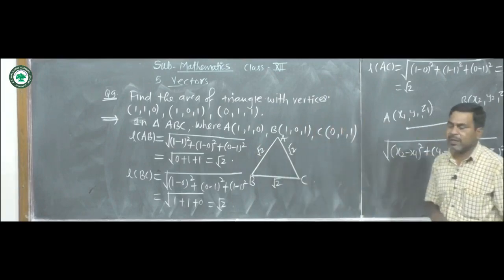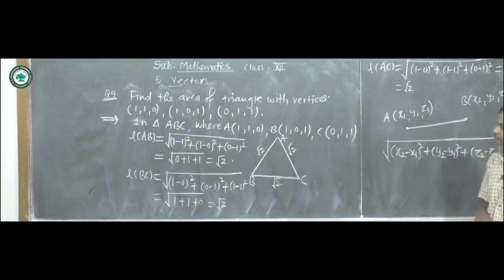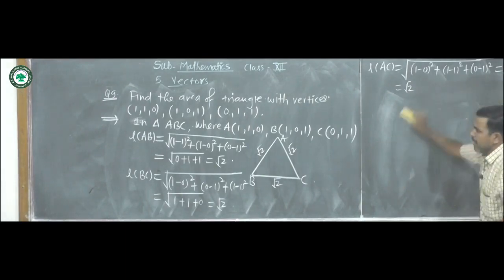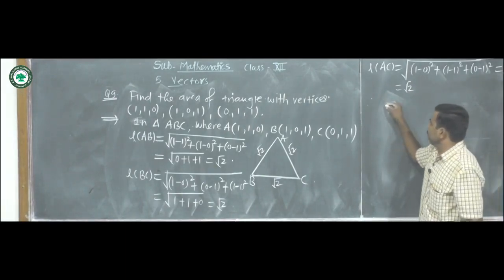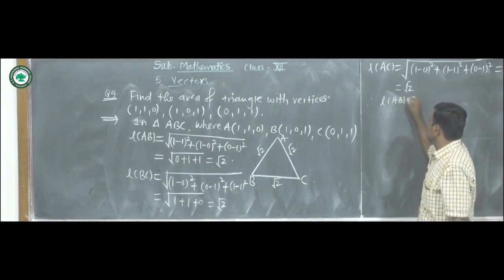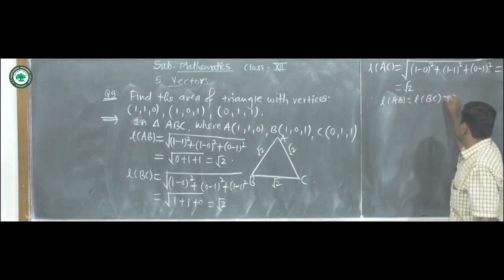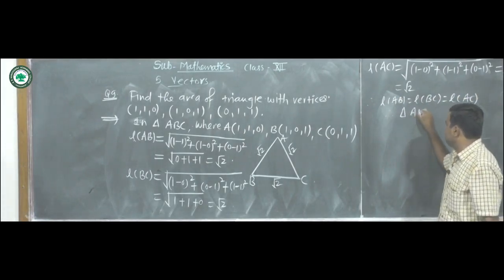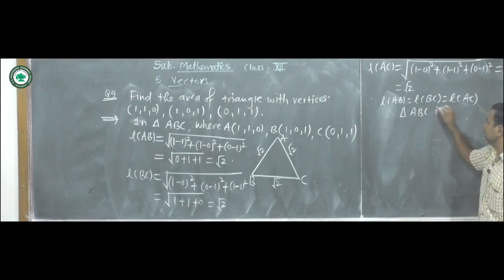So it is an equilateral triangle, Samabhuj Trikon. And we have the formula for the area of an equilateral triangle. Therefore, the length of AB is equal to the length of BC, which is equal to the length of AC. So therefore, the triangle ABC is an equilateral triangle.